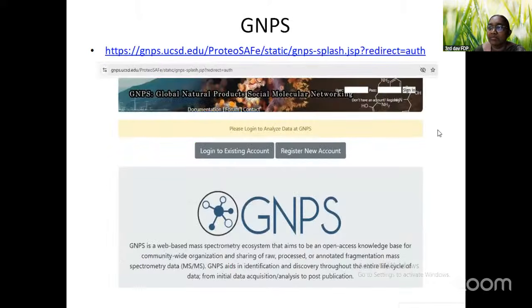So this is the website link and this is the home page of GNPS. Here we can search for the various materials either through an account or through the free network database. We can search for the materials.